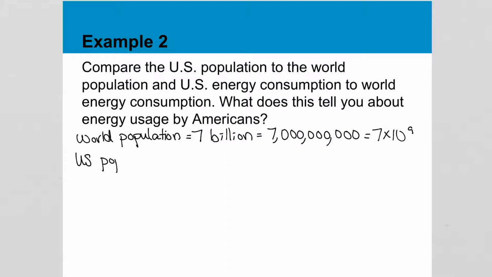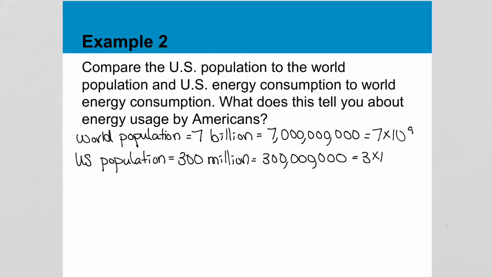The U.S. population, we're going to use 300 million again. So 300,000 billion. That's 3 and 8 zeros. So 3 times 10 to the 8th. So the first thing we need to do is compare the U.S. population to the world population. So U.S. pop to world pop.